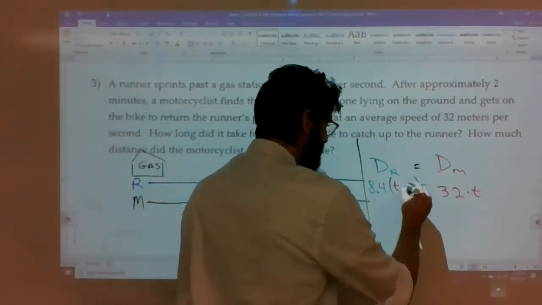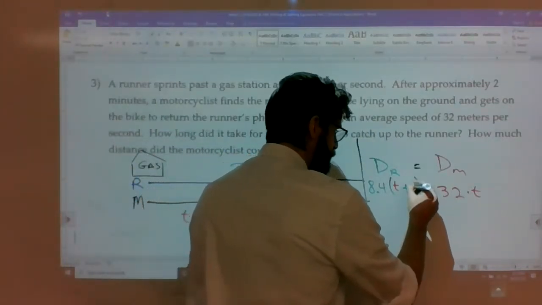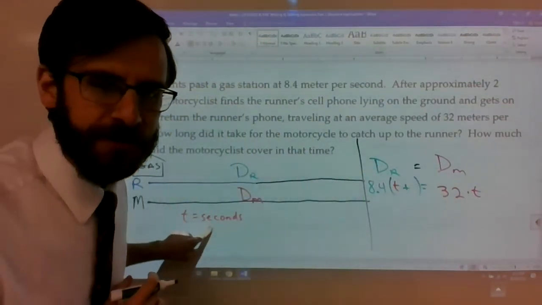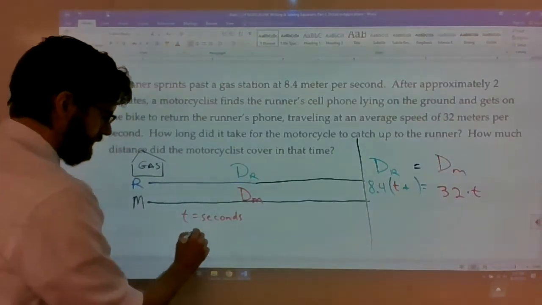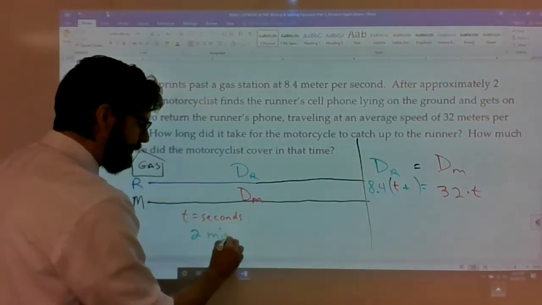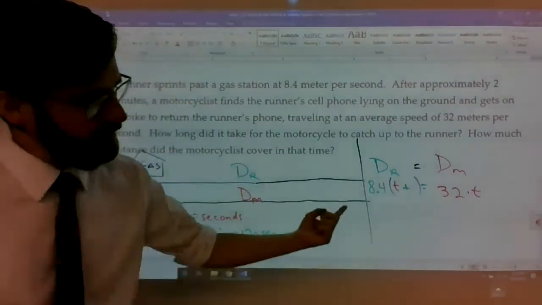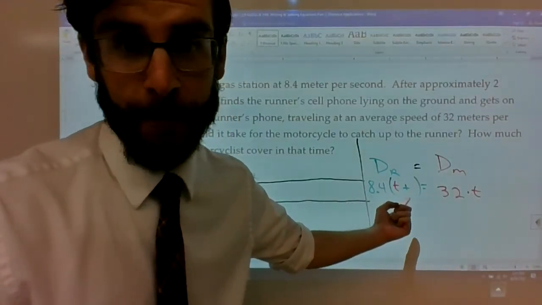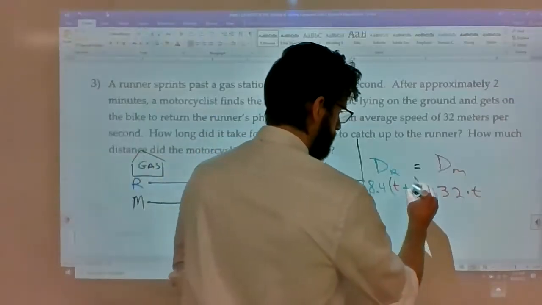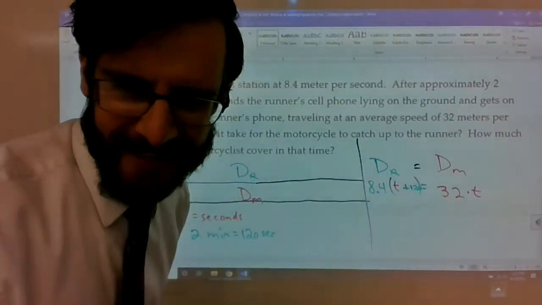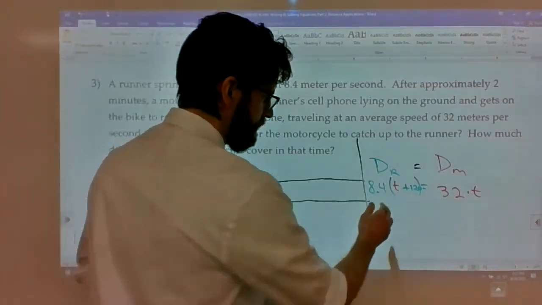Excuse me. Plus 2, but it's not 2 minutes. We have time in terms of seconds. 2 minutes is equal to 120 seconds. So I got to put 120 inside the parentheses and not plus 2. All right, can you guys see that? t plus 120.